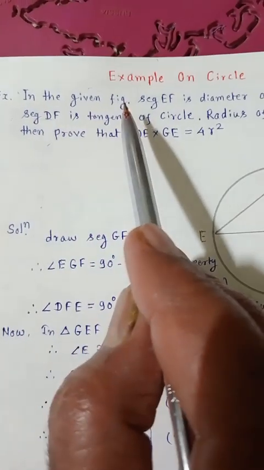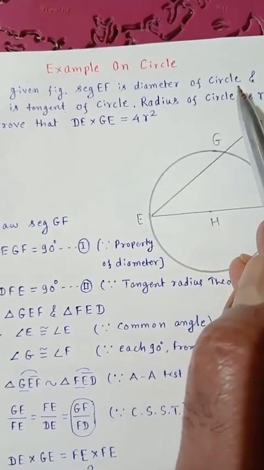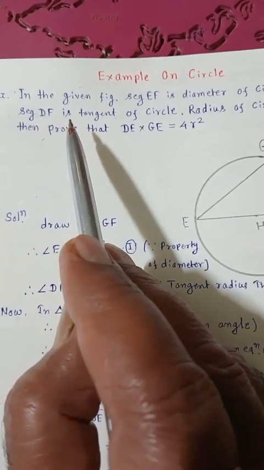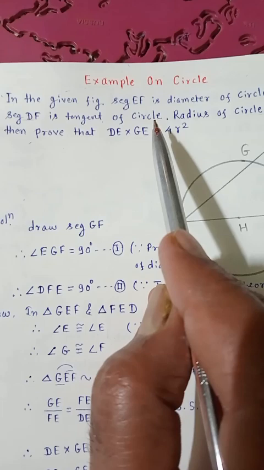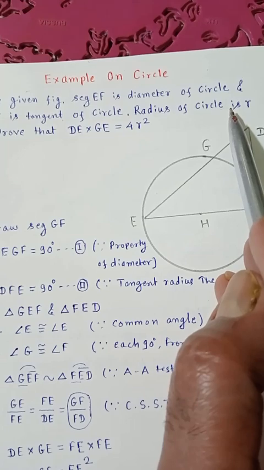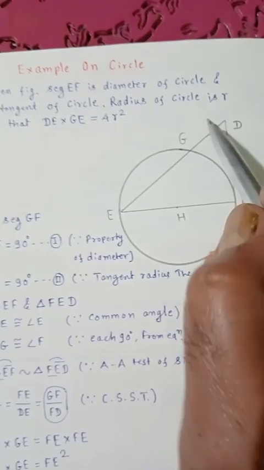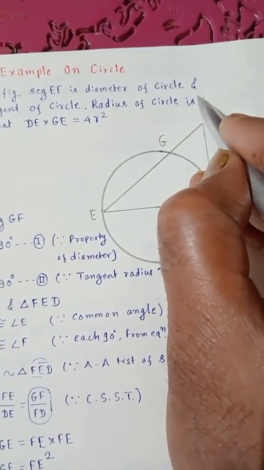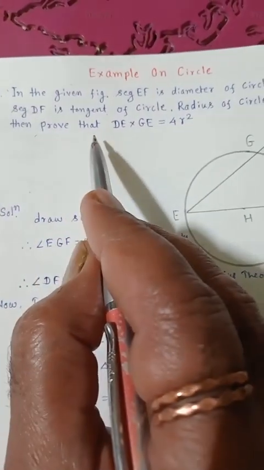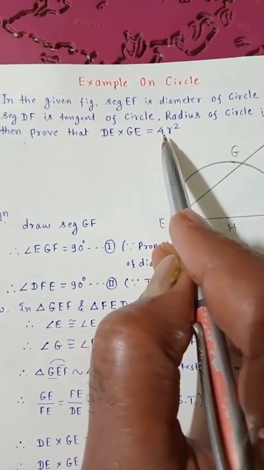In the given figure, segment EF is the diameter of the circle and segment DF is tangent to the circle. The radius of the circle is R. Then prove that D into G is equal to 4R square.